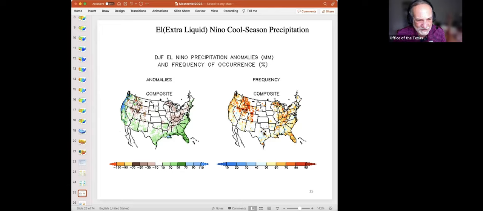This is showing the frequency by which you get things being dramatically different, and it's really not much different from a flip of the coin. It's just that when we have a wet year during an El Nino, it's typically quite wet.